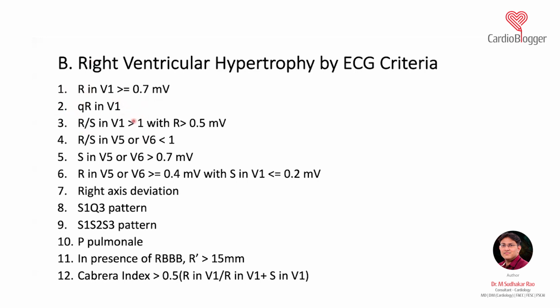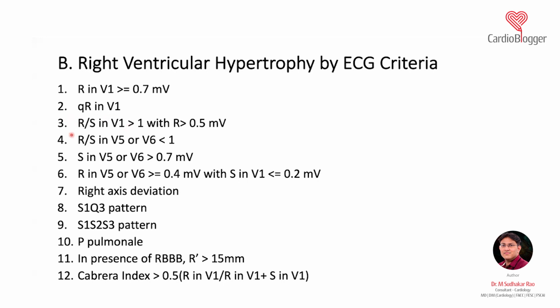So right atrial enlargement indirectly shows that there is right ventricular hypertrophy. Now there are some indirect signs, like R by S ratio in V1 more than 1. R is always tall and S will be smaller, usually less than 2 mm in lead V1. However, there are certain exceptions which will come in the subsequent slide.